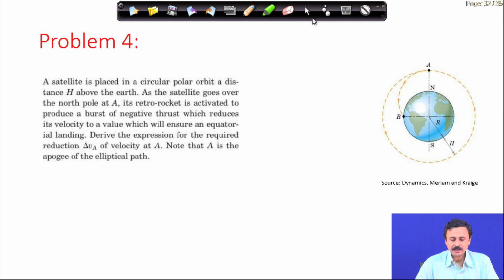Note that A is the apogee of the elliptical path. Of course, it has to be apogee, because if this is an elliptical path and it has to land on earth, then its perigee must be inside the earth. It must be less than the radius of the earth. Therefore, A is the apogee.